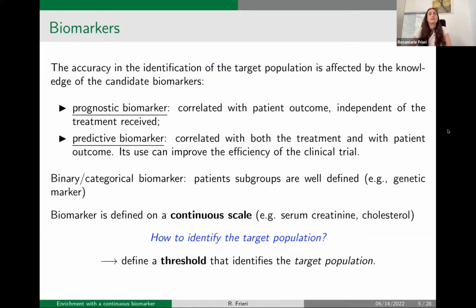When the biomarker is binary or categorical, take for instance a genetic marker, the patient subgroups are well defined. Instead, when the biomarker is defined on a continuous scale, for instance cholesterol, how can this patient subgroup be identified? How to identify the target population? The answer is to define a biomarker threshold that defines the target population.